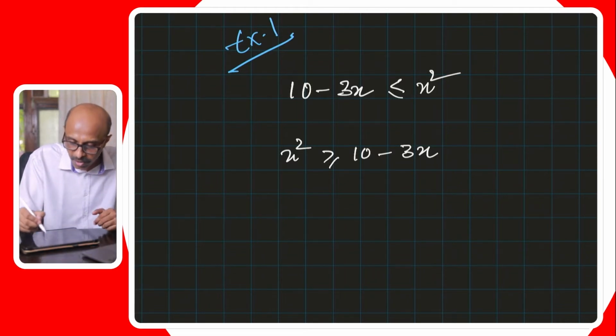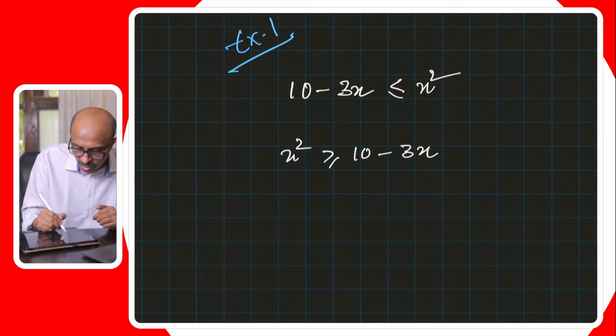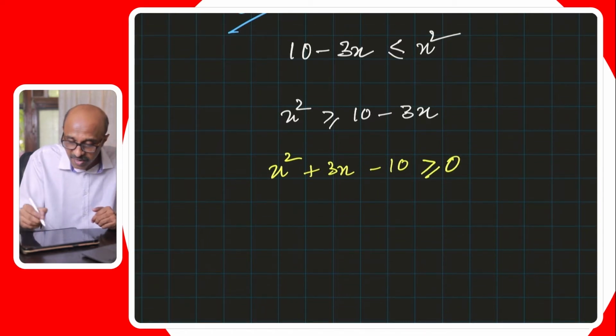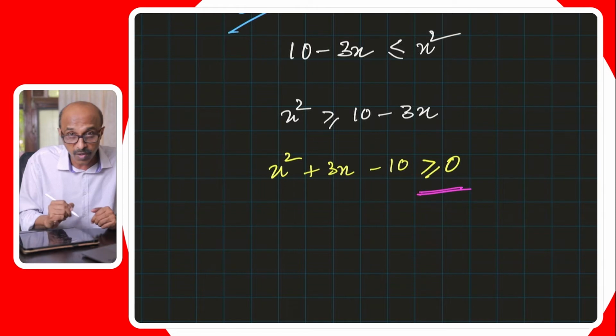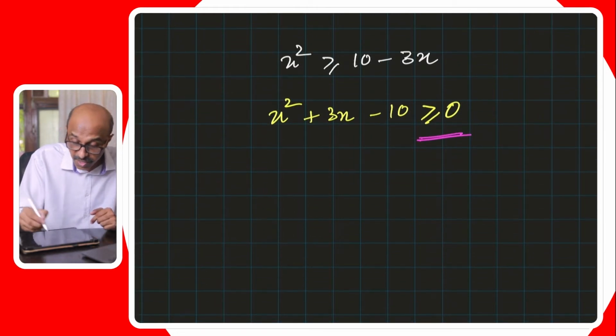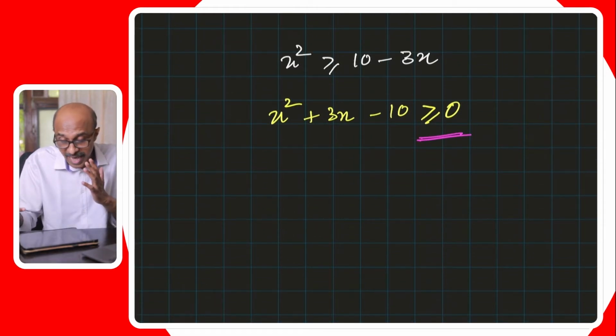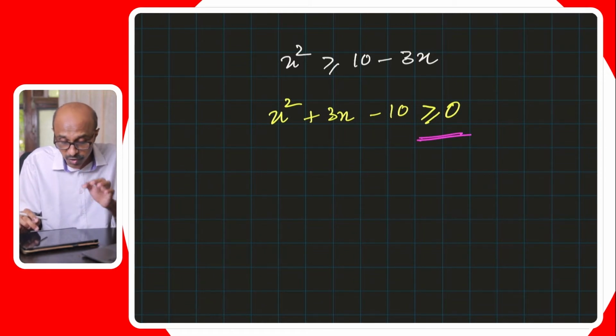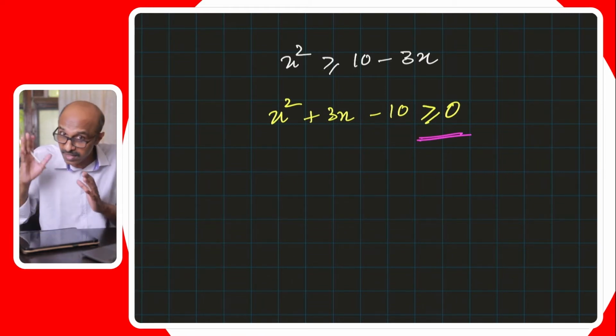Now I'm going to collect all the terms on one side of the inequality. I'm going to write it as x squared plus 3x minus 10 is greater than or equal to 0. So this is an example where we have greater than or equal to 0. Let's first factorize it. That's the first thing to do in both the algebraic technique and the graphical technique. For those of you who haven't seen my video on the graphical technique to solve quadratic inequalities, I'm going to link that video in the description box below. The first thing to do is to factor, even in the graphical technique.